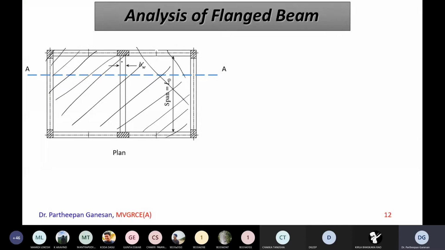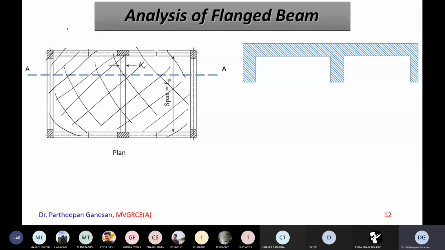Yesterday I showed you a video also of how the beams and slab are cast together. So when you take a section, your section will look like this. Let us say this is 1, this is 2, this is 3. Now when I say 1 is for this beam, 2 is for this beam, 3 is for this beam. So this is beam number 1, this is 2, this is 3. On top of the beam you have a slab.